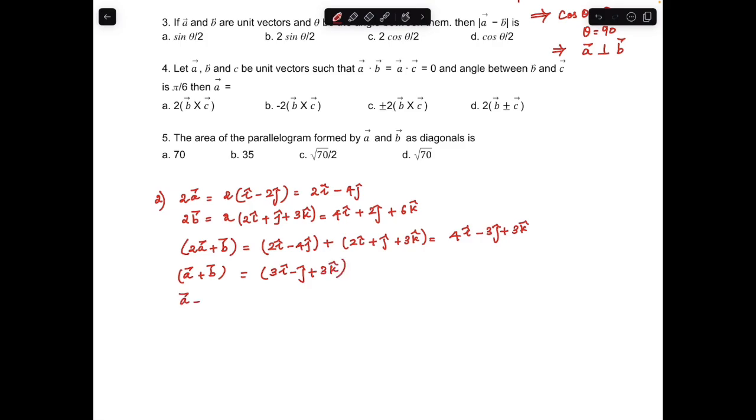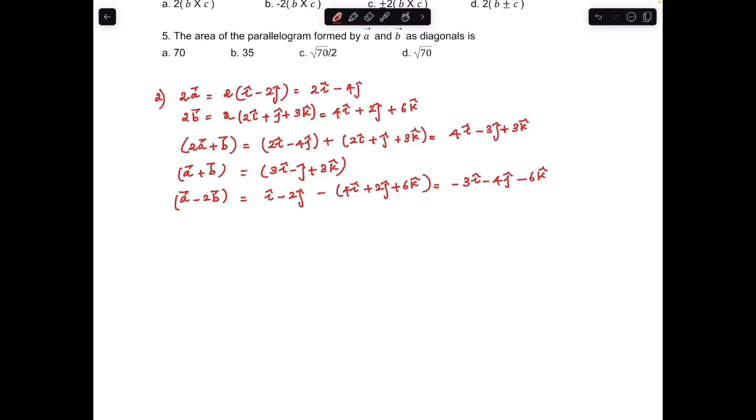Then A vector minus 2 times B vector. A is I minus 2J minus 4I plus 2J plus 6K, which is minus 3I minus 4J minus 6K.